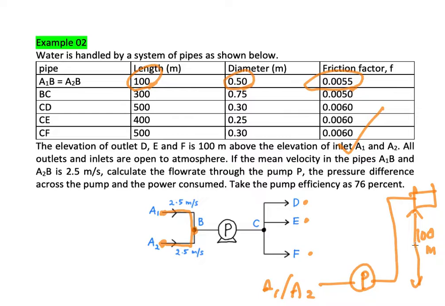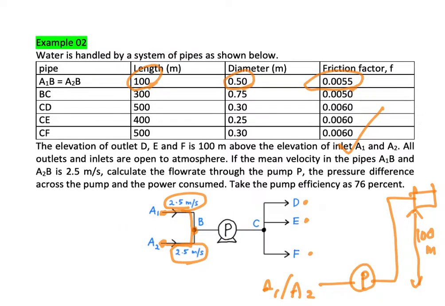Okay. So all outlets and inlets are open to atmosphere. That means the atmospheric pressure is at the outlet there. So if the mean velocity in the pipes A1B and A2B is 2.5 meters per second, that means we have the velocity at this section. Calculate the flow rate through the pump.